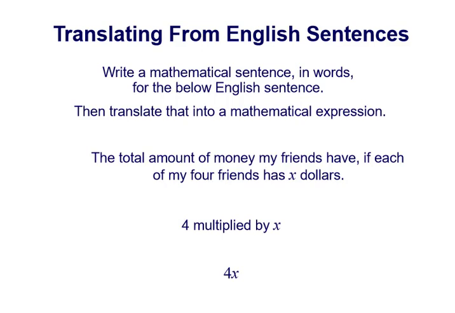You want to think it's 4 multiplied by X, and then in symbols, that's just 4X. So the total amount of money my friends have, if each of my 4 friends has X dollars, can be represented by 4X.